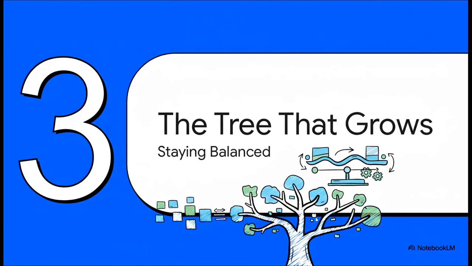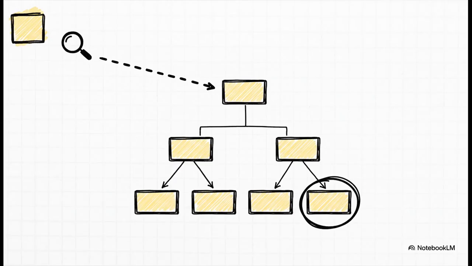Okay, but what happens when you need to add new data? The tree has to grow somehow, right? This is where the real genius of the B-plus tree shines. It knows how to rearrange itself on the fly to always stay perfectly balanced and efficient. Let's walk through this together.